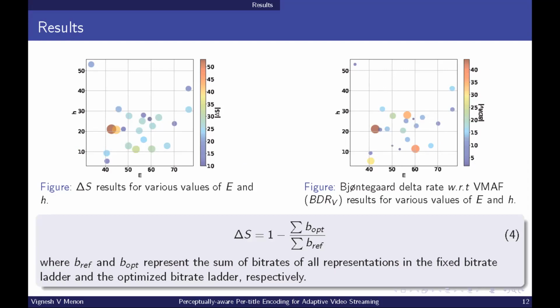This figure shows the storage reduction results of the test sequences with the corresponding spatial and temporal complexity values. It is observed that the highest storage reduction is observed for medium complexity videos. As shown in the second figure, it shows the Bjontegaard delta rates with respect to VMAF for different sets of videos. And it is observed that the highest BDR is observed for videos with medium spatial complexity, similar to the storage reduction results.